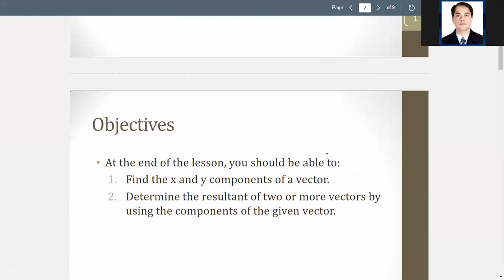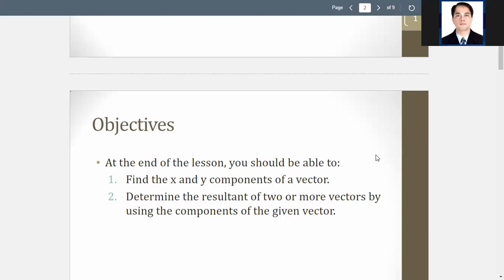Commonly x is labeled as the horizontal line, so the horizontal component will be labeled as x. Y is also called the vertical component. This is one of the things that we will be learning.